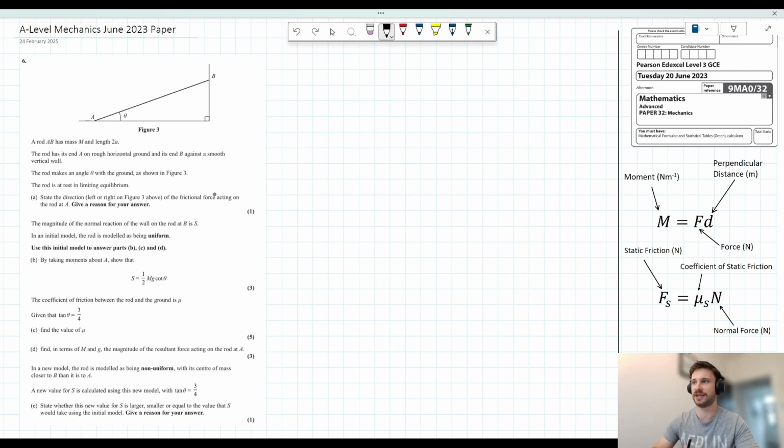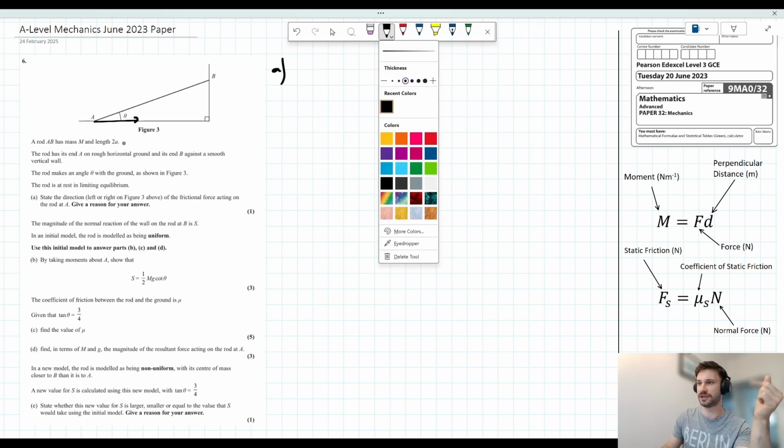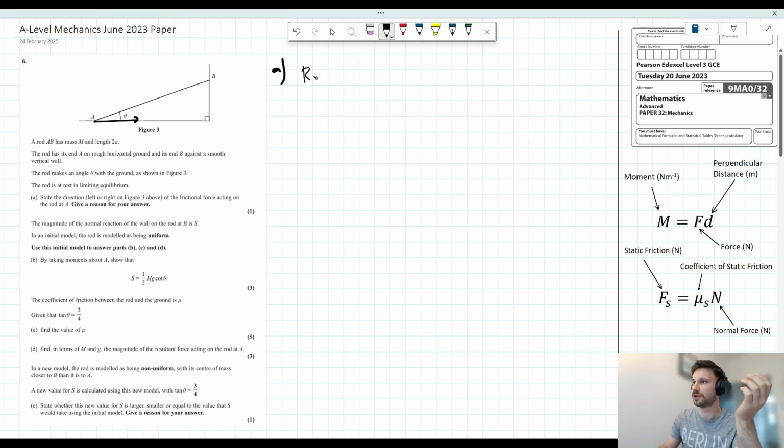So part A is kind of a conceptual problem. It's asking, state the direction, left or right, of the frictional force acting on the rod at A. Give a reason for your answer. I can already think of two reasons why this is acting to the right. I suppose one reason is to say that the frictional force is acting to the right to prevent slipping. So in our answer here, we can say right to prevent slipping, something like that.